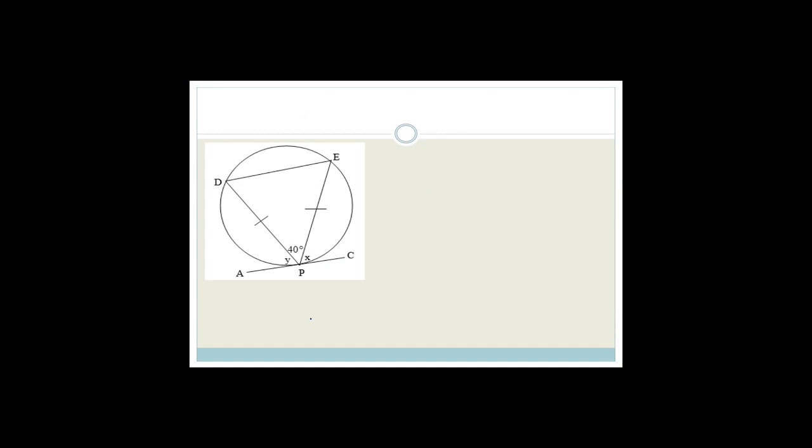So let's do this. We've got a question. It's again circle geometry, surprise, surprise. We have a triangle inside our circle. Here is our triangle. We've got P, E, and D. We have an angle of 40 degrees, and they're telling us that this line, PE, is equal to this line, DP. They have also given us a tangent, APC. And they want us to find the values of X and Y.